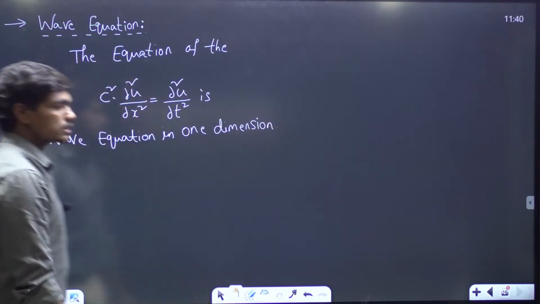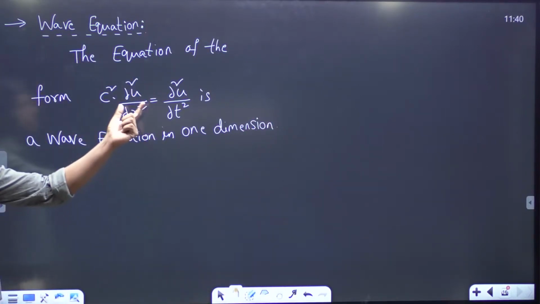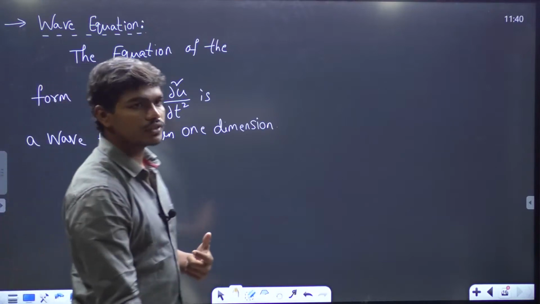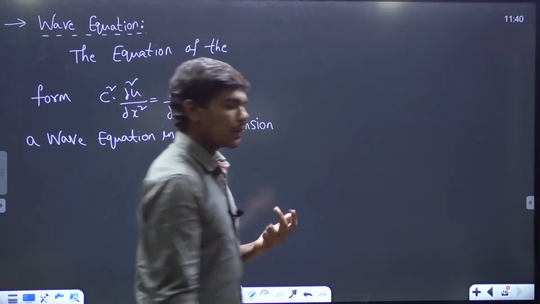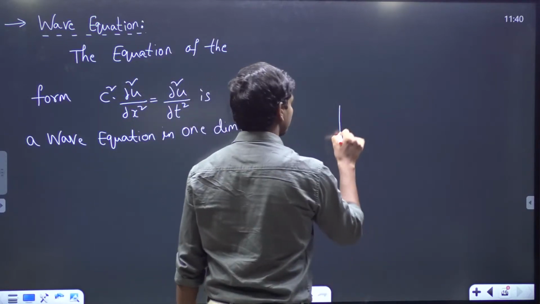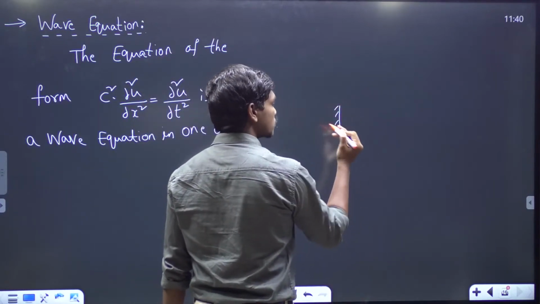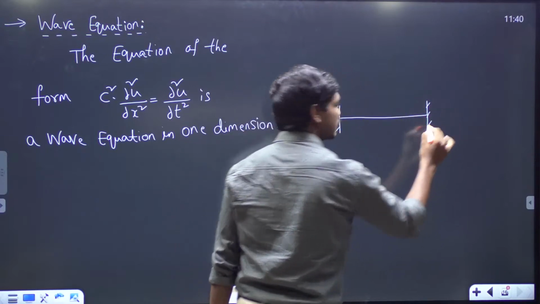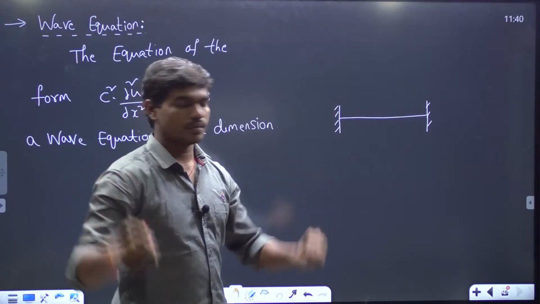Okay, so this is the form of the equation. So basically it depends upon x and t. If you would like to talk a little about the physical significance of this wave equation, I would like to explain. See here, let us suppose there are two supports between which a string is tightly pulled and held firmly.